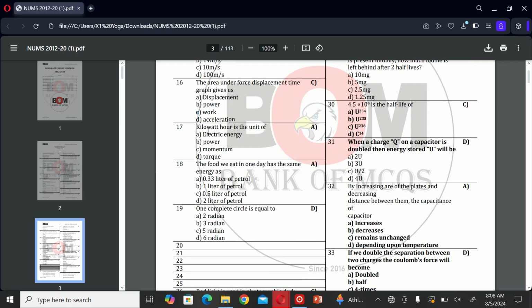The next MCQ is: kilowatt hour is the unit of A electric energy, B power, C momentum, D torque. So the correct option is A, electric energy.